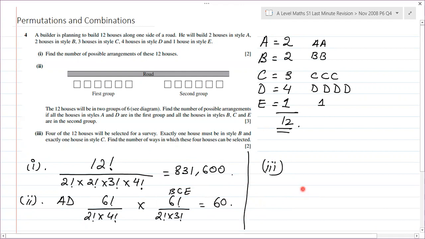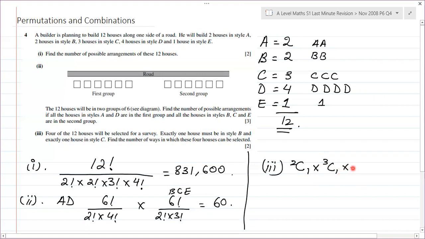Four of the 12 houses will be selected for a survey. Exactly one house must be in style B, and style B has 2, so 2C1. And exactly one house in style C. Style C has 3, so 3C1. Find the number of ways in which these 4 houses can be selected.